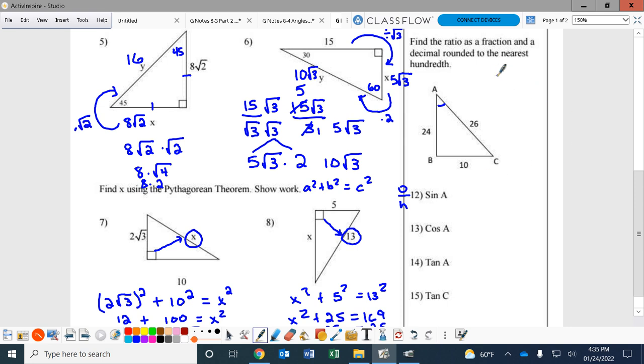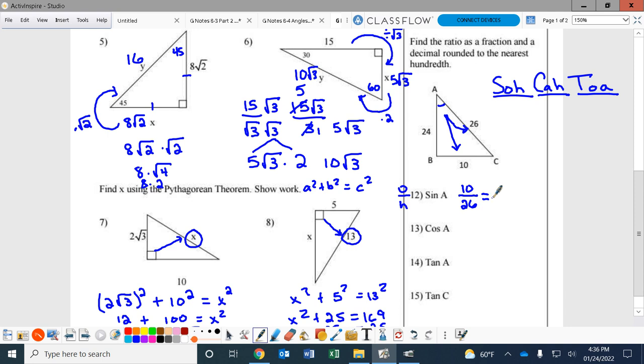Remember, you're going to be using SOH CAH TOA. You need to remember this. So, sine is opposite over hypotenuse. CAH, cosine is adjacent over hypotenuse. TOA, which is going to be tangent, is opposite over adjacent. Since we're doing sine, that's going to be opposite over hypotenuse. So from A, the opposite piece is going to be 10 over the hypotenuse, which is going to be 26.